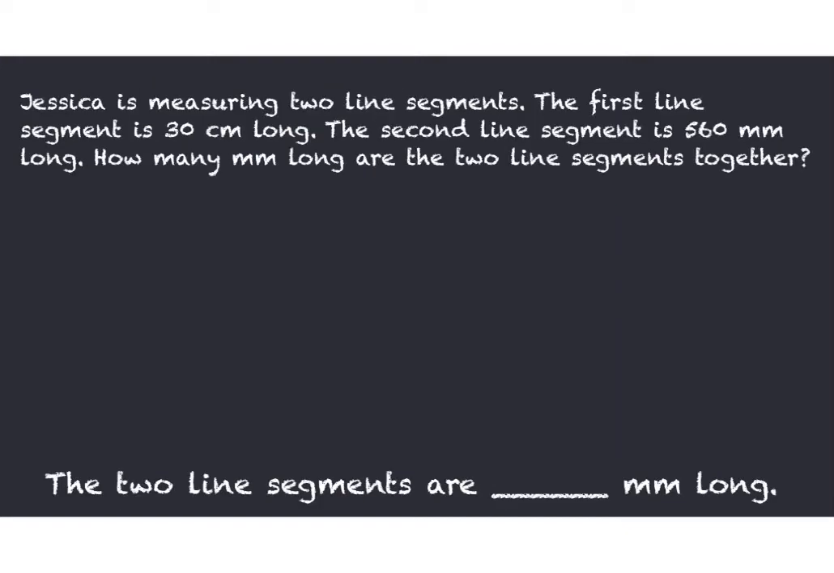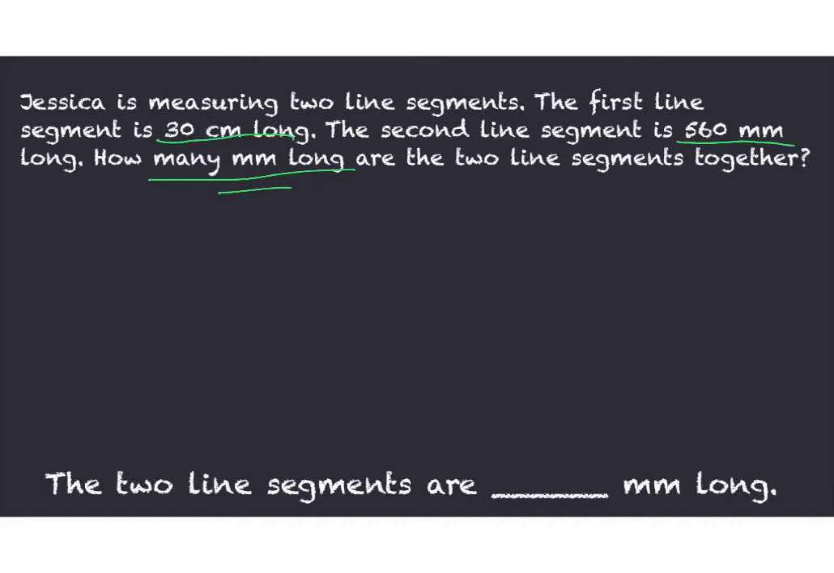Let's take a look at another one. Jessica is measuring 2 line segments. The first line segment is 30 centimeters long. The second line segment is 560 millimeters long. How many millimeters long are the 2 line segments together? So, once again, our question is asking us how many millimeters long these 2 line segments are. And we know that one of them is 30 centimeters long, and the other is 560 millimeters.